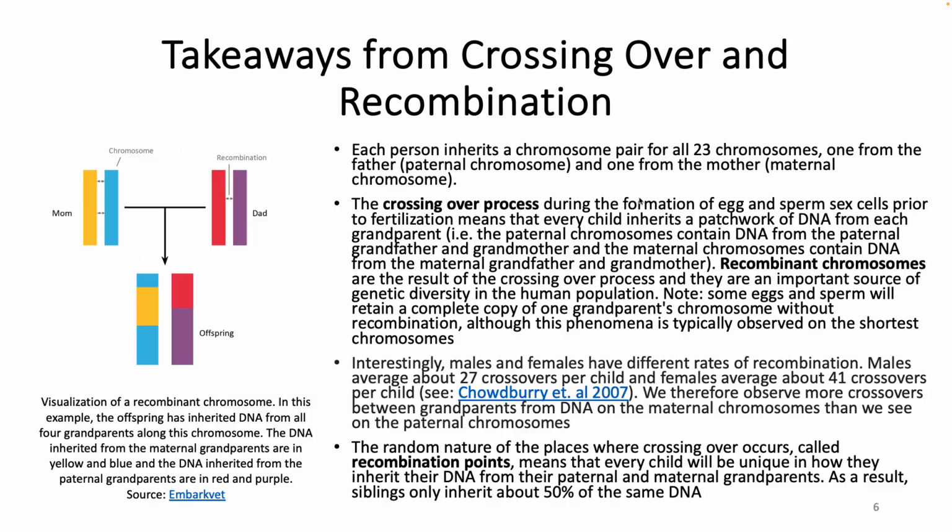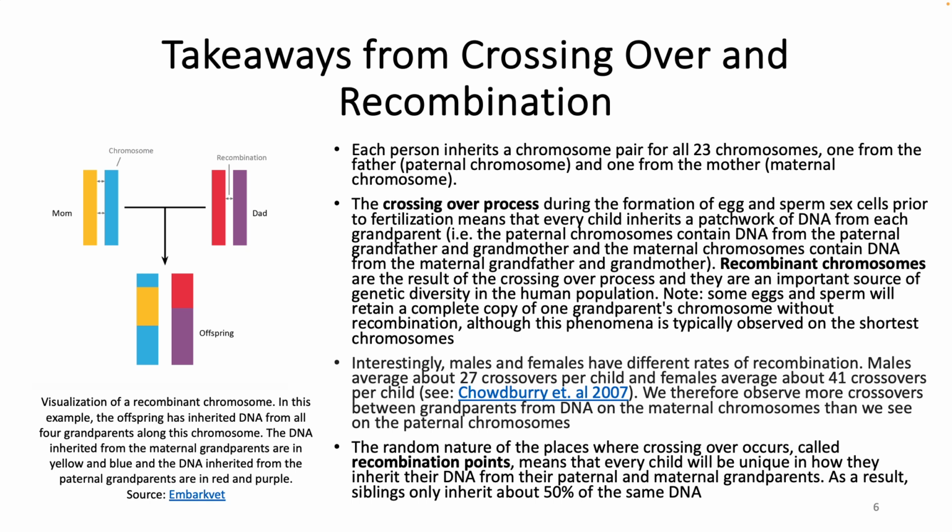Okay, so let's move on and talk about the takeaways from crossing over and recombination. Why is it important that recombination occurs in the formation of egg and sperm cells, sex cells? So again, to review, each person inherits a chromosome pair for all 23 chromosomes. 22 of them we call the autosomes, but one comes from the father, that's called the paternal chromosome, and one is from the mother, we call that the maternal chromosome. So there are paternal chromosomes across all the 22 autosomes, and there are maternal chromosomes for all 22 chromosomes.